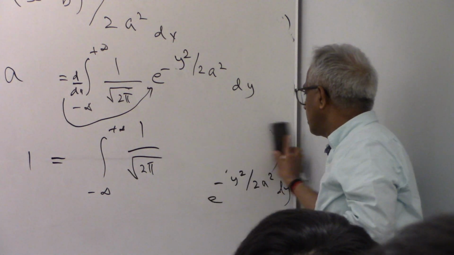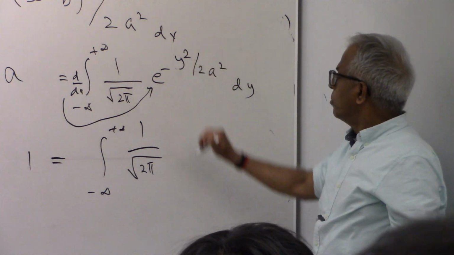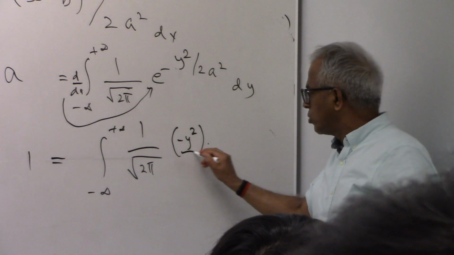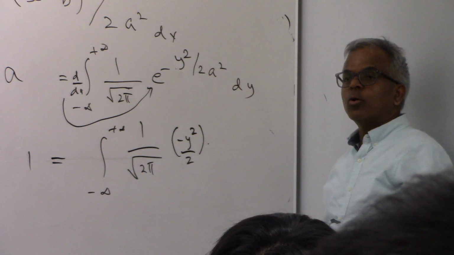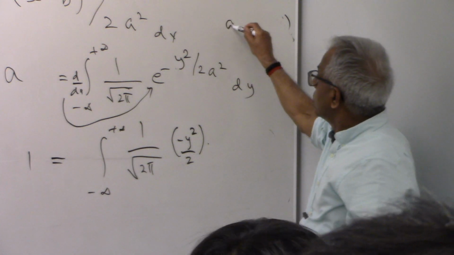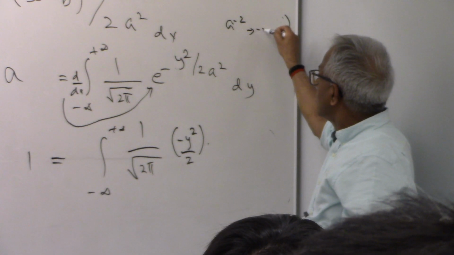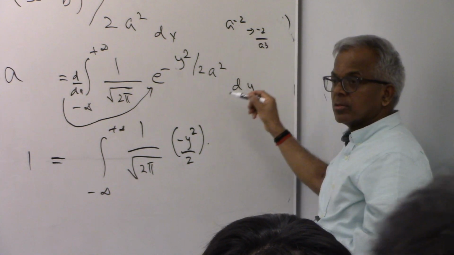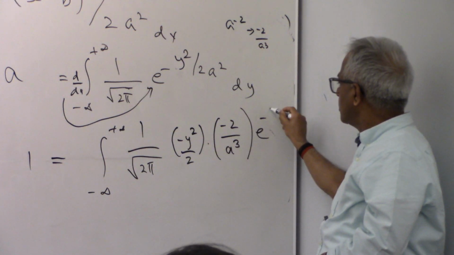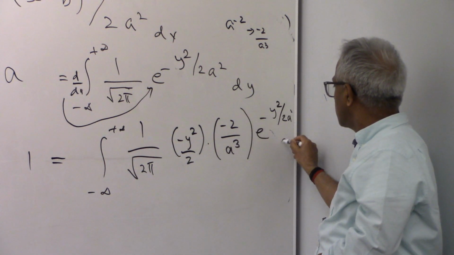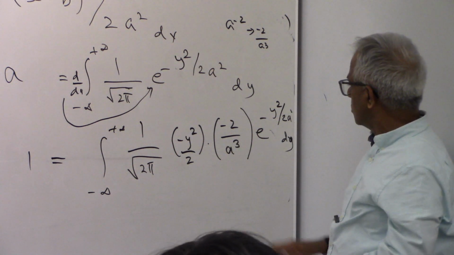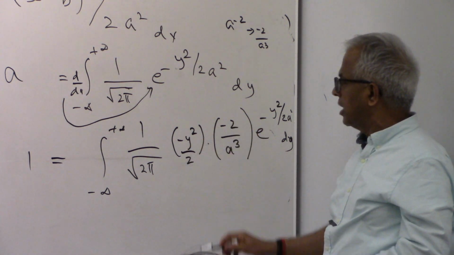Right. So let's do it again. So this is minus y squared, that's true, right? Then the derivative of 1 over a squared with respect to a, what is it? Minus 1 over 2a squared. A to the power minus 2, the derivative is minus 2a, right? So minus 2 over a cubed, right? e to the power minus y squared over 2a squared dy. All right, so minus minus plus, this 2 cancels.